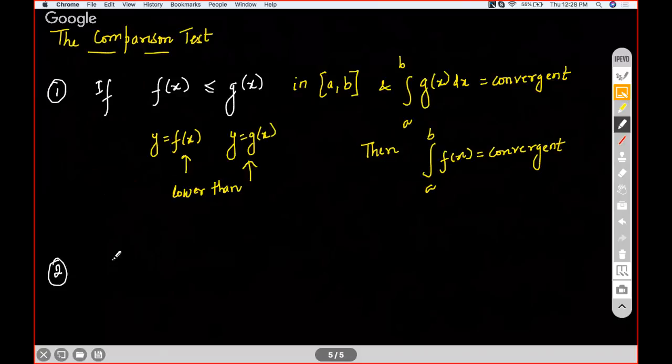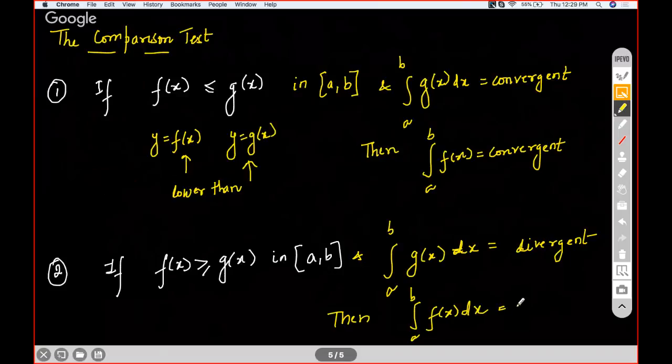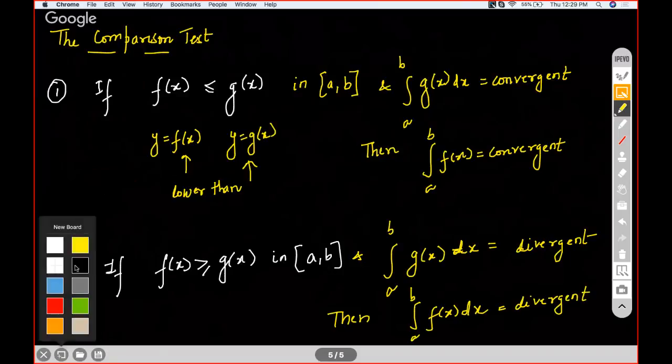Rule number 2 is if f of x is greater than or equal to g of x in the interval a to b, and the integral from a to b of g of x is divergent, then the integral of f of x from a to b will also be divergent. This is something which we normally use if you just have to answer the convergent or divergent nature of some integral. Let me give you an example.